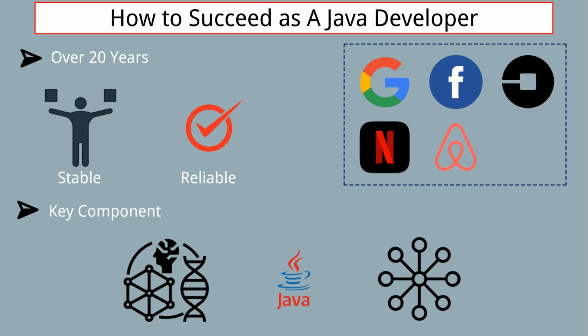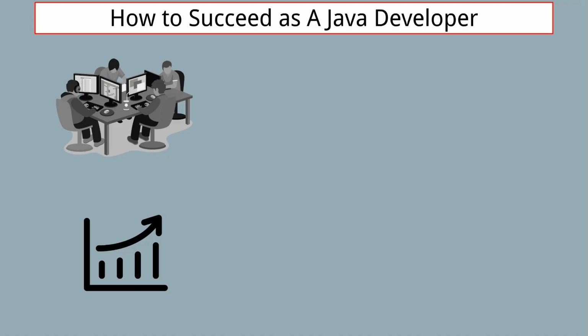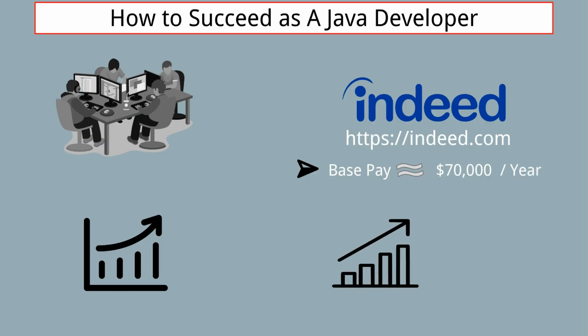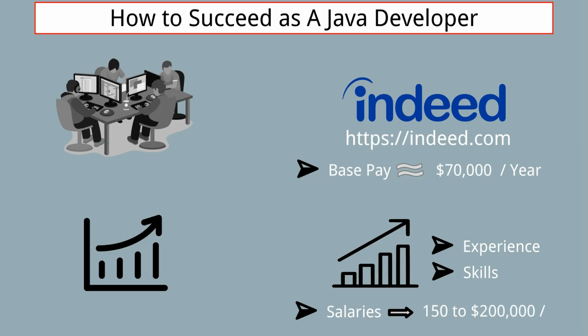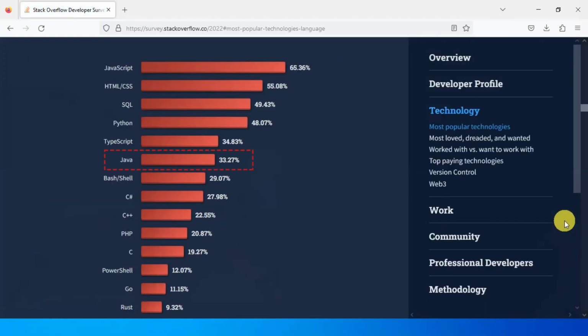It is no surprise that highly trained and skilled Java developers are in high demand with attractive salaries, of course. According to Indeed.com, the average base pay for entry level Java developers is around $70,000 per year, with potential for significant growth as experience and skills increase. Now, salaries can reach up to $150,000 to $200,000 per year for experienced Java developers. According to a 2022 Stack Overflow survey, Java consistently ranks among the most popular programming languages.